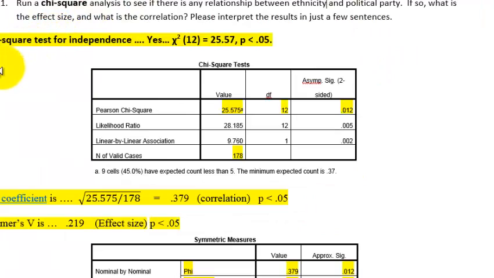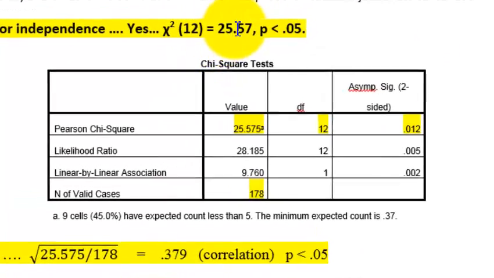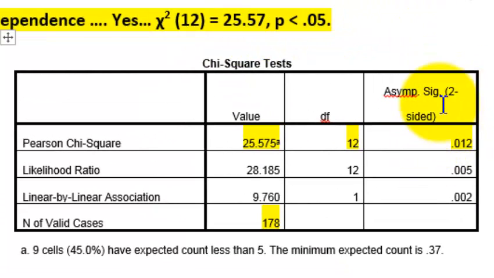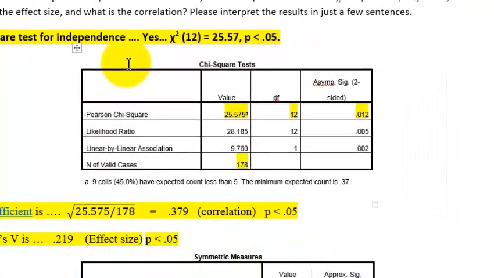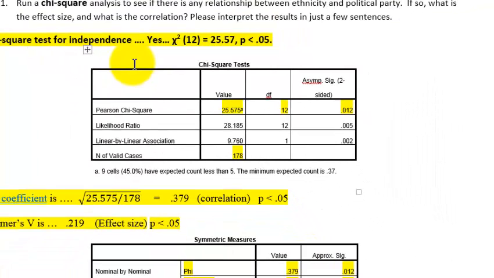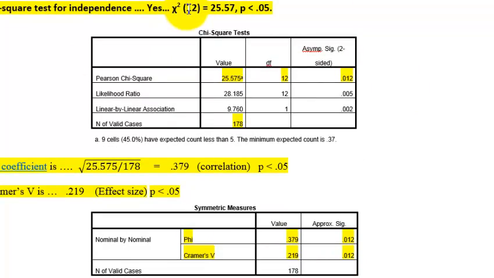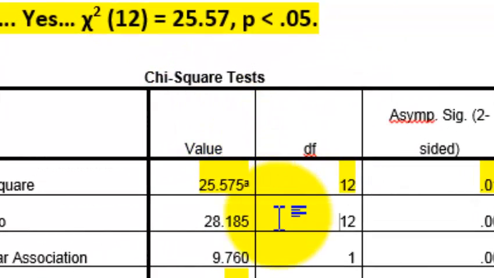Okay, here's the output. According to this, the chi-squared was 25.57, and it was significant, right? Less than 0.05. So that means that there was some kind of relationship between a person's ethnicity and which political party they belong to, okay? The next thing we want to look at is the degrees of freedom, 12. That's the number of groups for ethnicity, minus 1, times the number of groups in the political party, minus 1. So we had 5 for ethnicity, so 5 minus 1 is 4, times we had 4 for political party, so 4 minus 1 is 3, so 4 times 3 is 12.